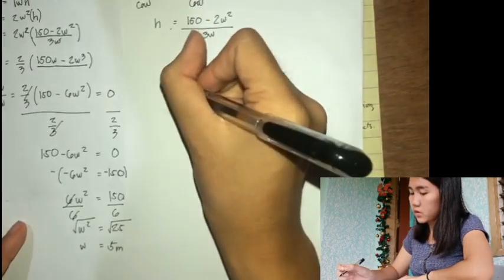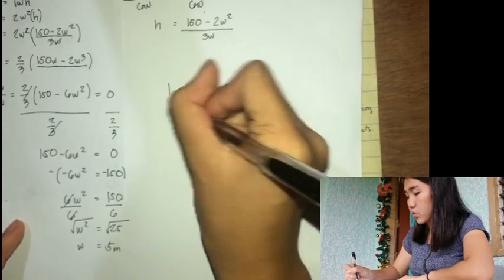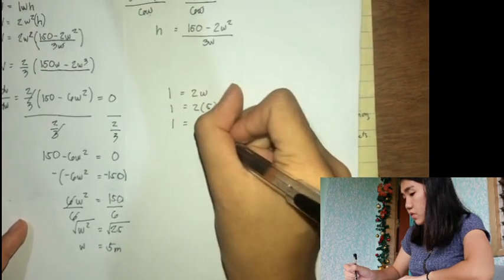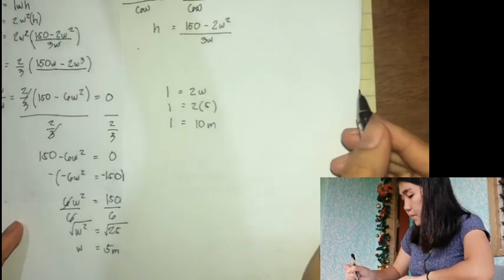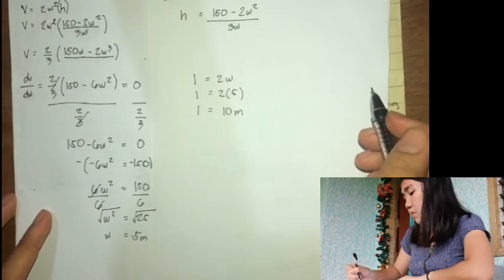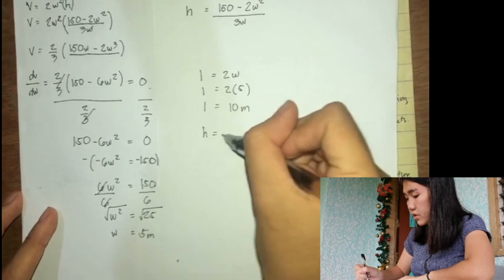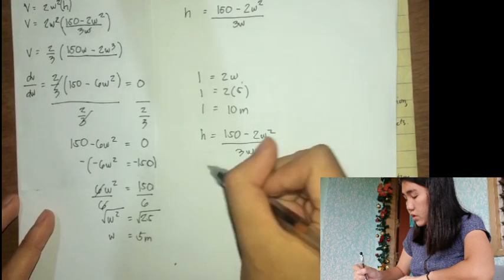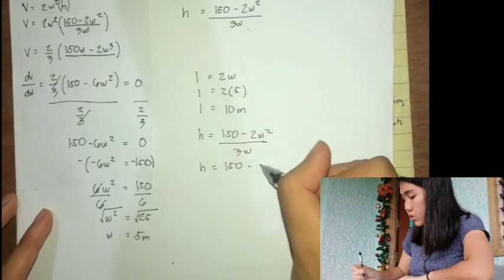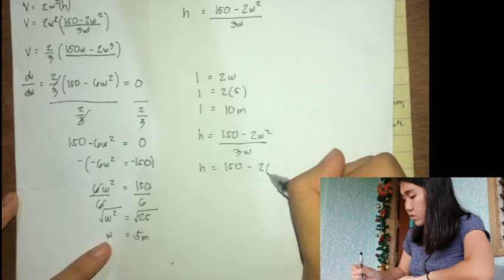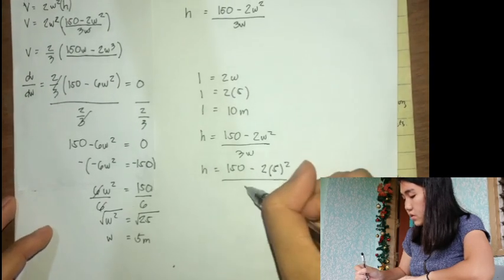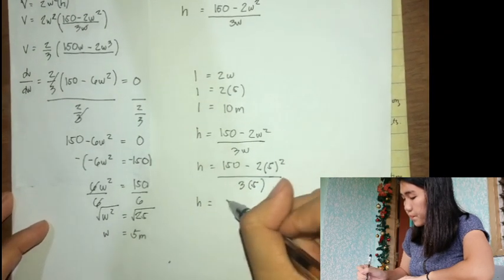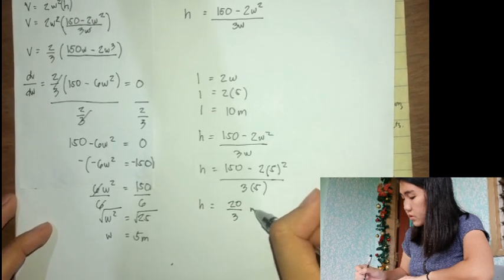So now we will get the value of L, which is 2W. Substitute the value of W, which is 5 meter. 2 times 5, the length is equal to 10 meter. And the height is (150 minus 2W squared) over 3W. Substitute the value of width, which is 5. So we have (150 minus 2 times 5 squared) over 3 times 5. H is equal to 20 over 3 meter.